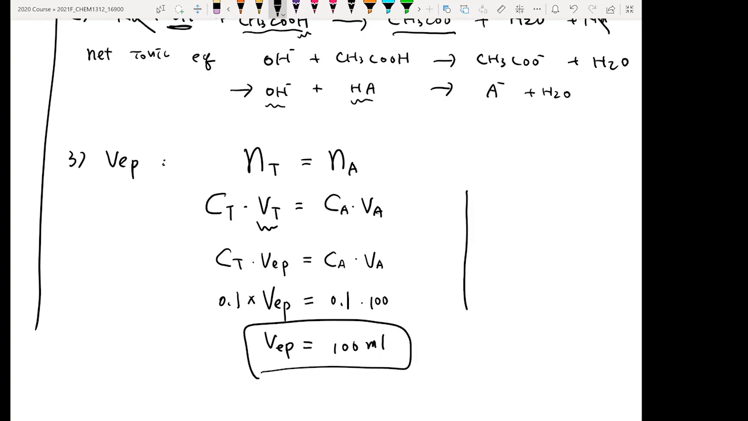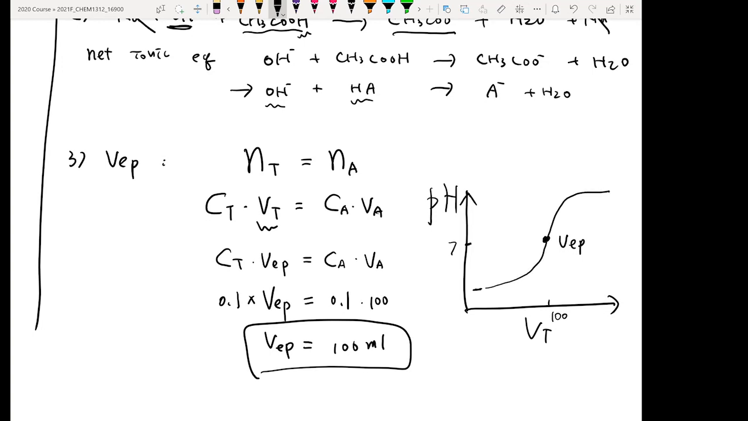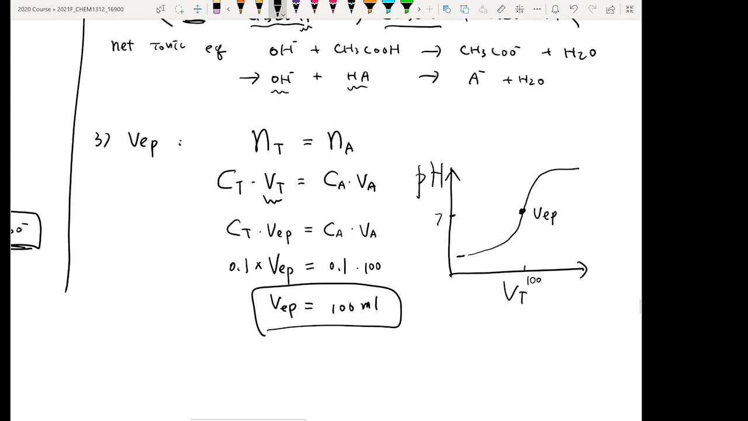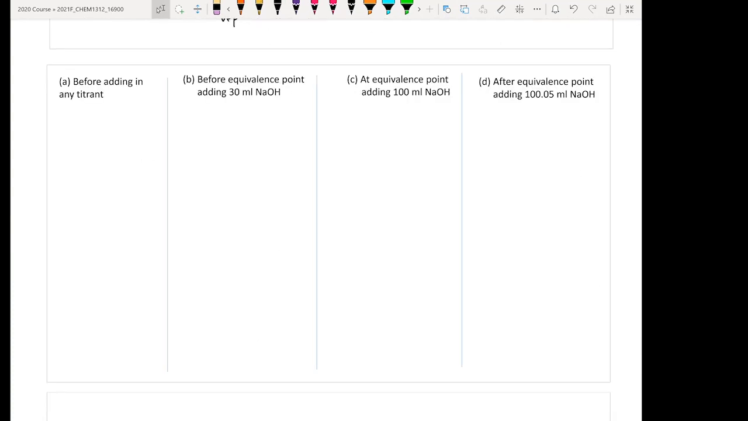If I plot out my pH versus titrant volume, I know at 100 mL, I'm going to see my VEP. And I know I have a weak acid to start with. If that's a pH of 7, I know I should start somewhere below and then gradually go up, doing something like this. After this, we're going to calculate pH in 4 different zones. So let's start with zone number 1.